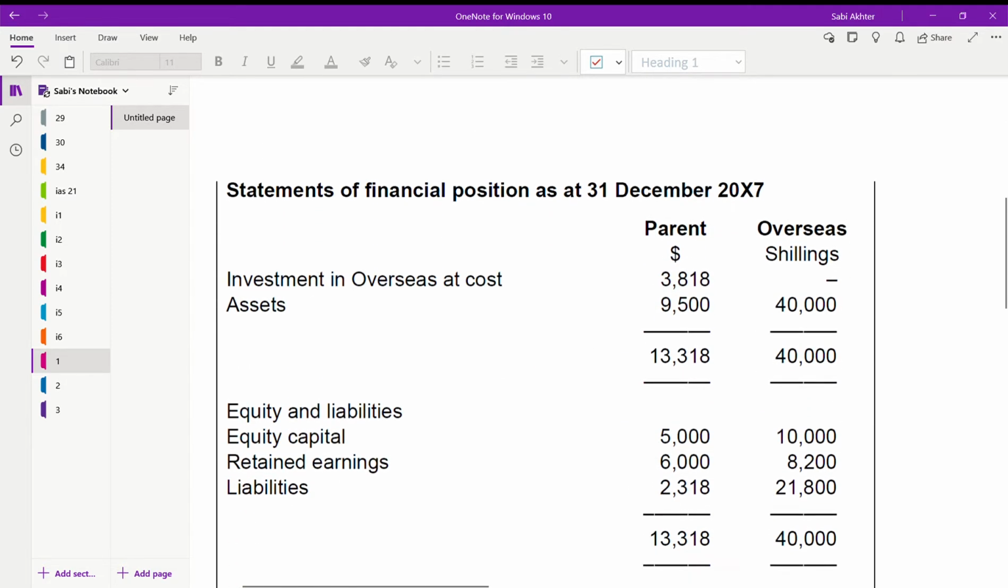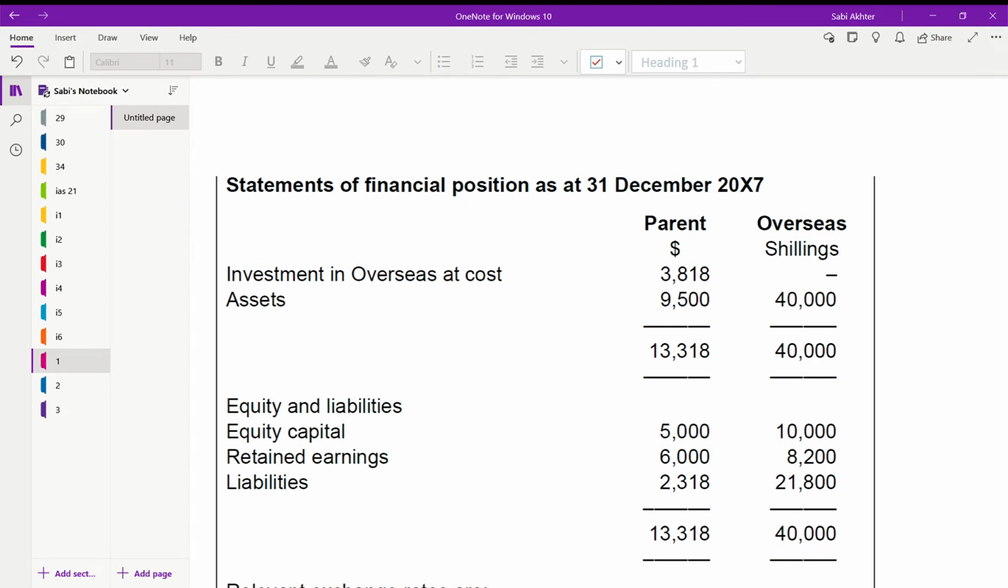Here they have written that you have bought the investment in Overseas at cost. This is in the individual financial statements given for the parent, and it was in dollars. So you have to convert this dollar into shillings. Even if it's given in the currency that you want to translate at the end, remember you have to translate it to shillings first, and then later translate to dollars again, because goodwill is always in the overseas functional currency only, that is shillings.